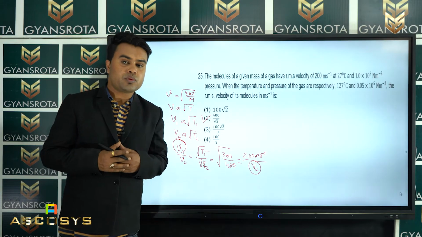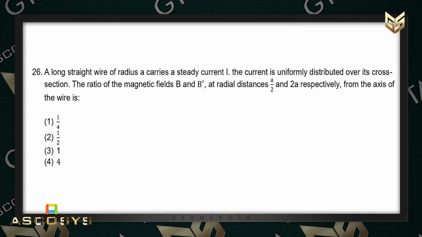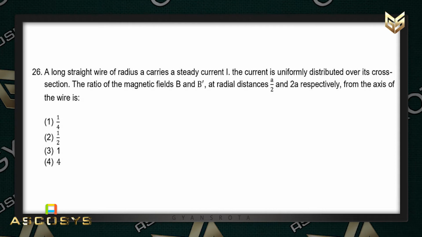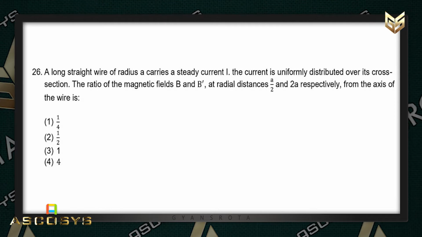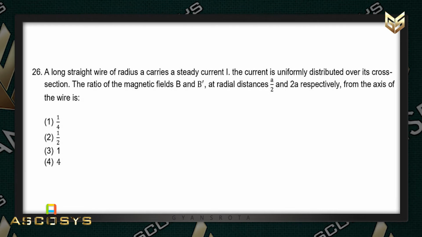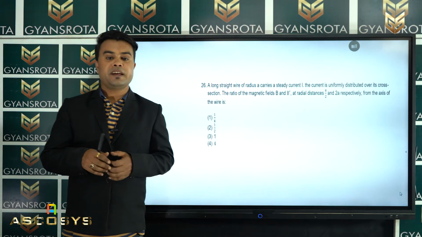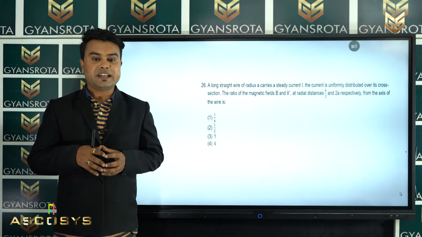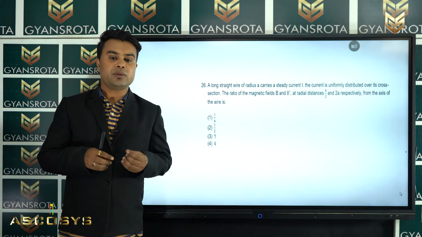Now let us move to the next question, that is question number 26. A long straight wire of radius a carries a steady current I. The current is uniformly distributed over its cross section. The ratio of magnetic field B and B dash at radial distance a by 2 and 2a respectively from the axis of the wire is. So here you need to calculate the ratio of the magnetic field at a radial distance a by 2 and twice a. So you first calculate for B and then calculate for B dash.